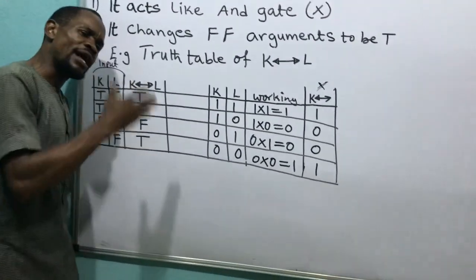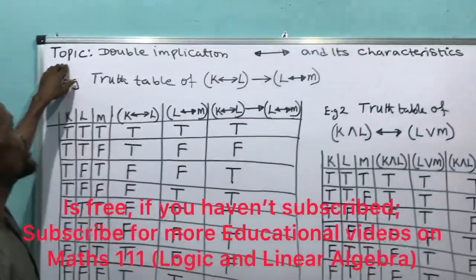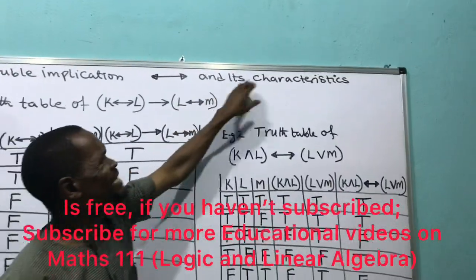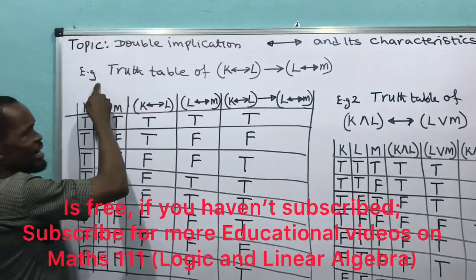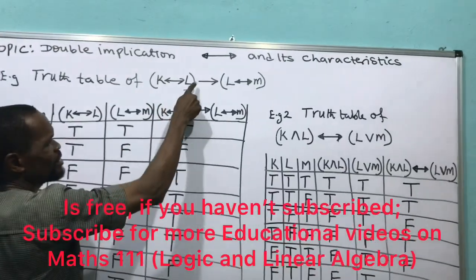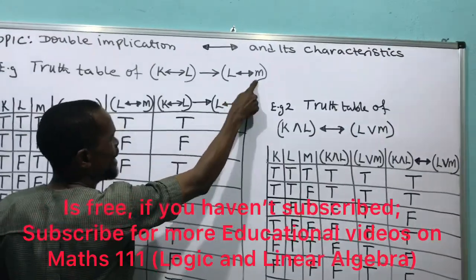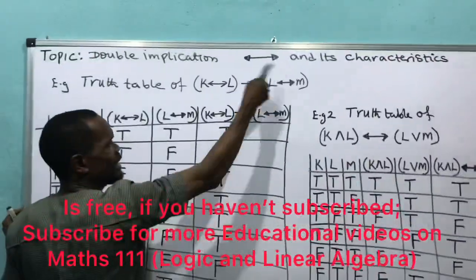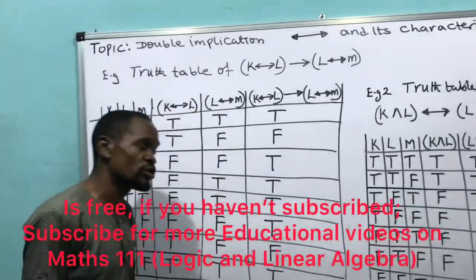Let's go to a full example of it. The same topic we are treating: double implication. Look at the symbol and its characteristics. Let us look at the second example. Example: truth table of K double imply L single imply into L double imply M. That's the equation given to us.